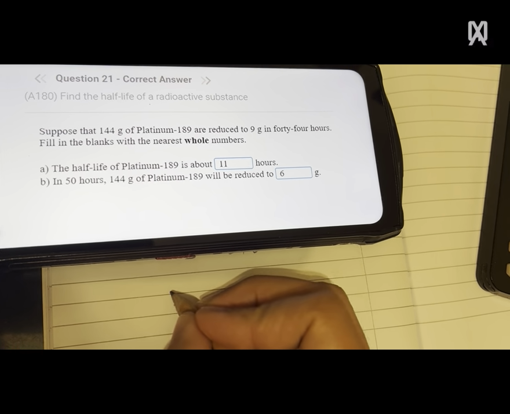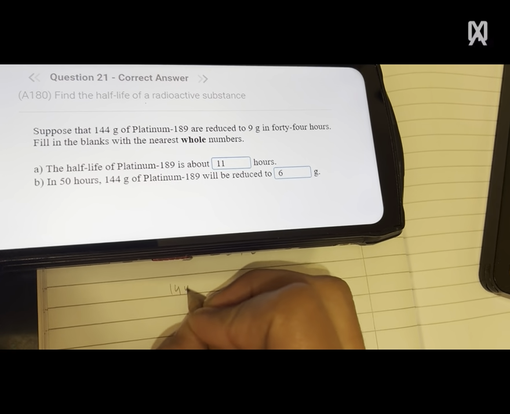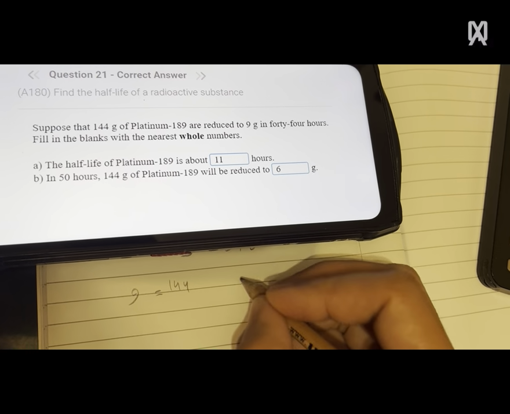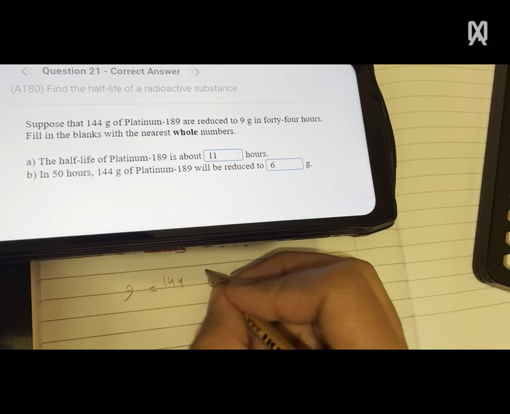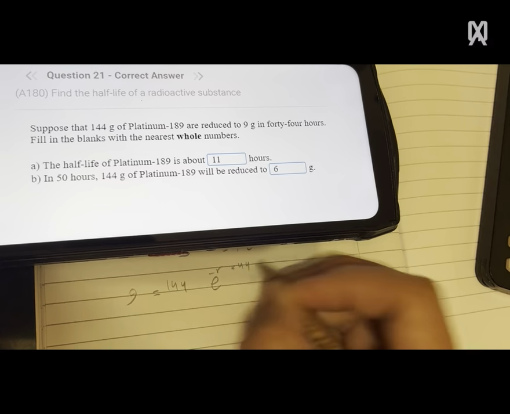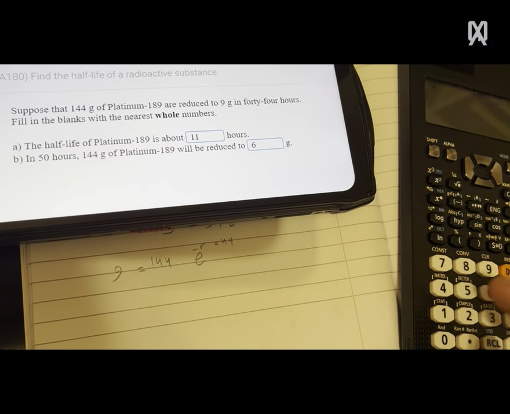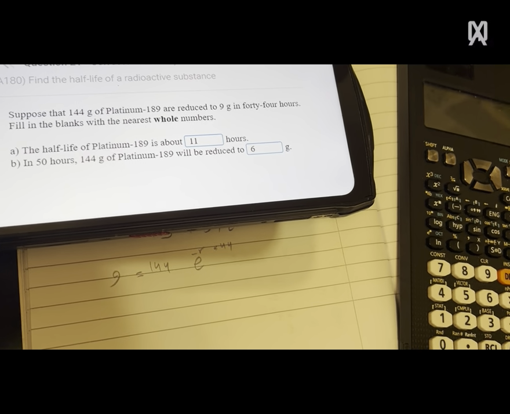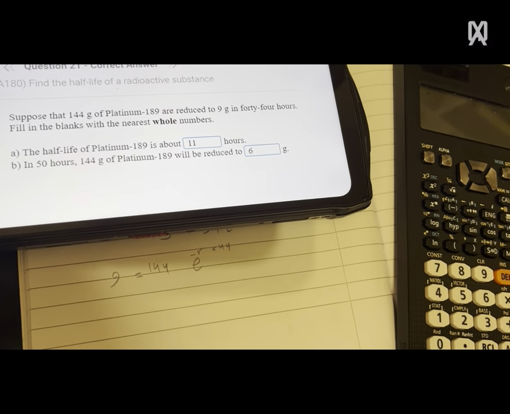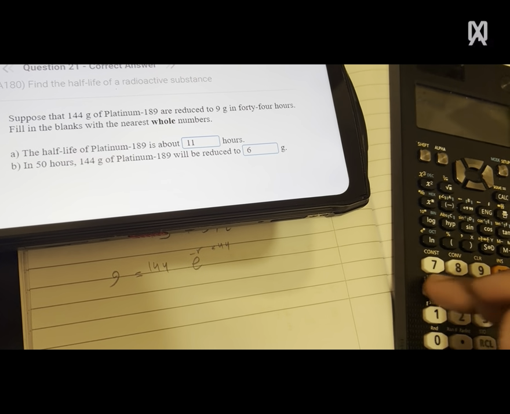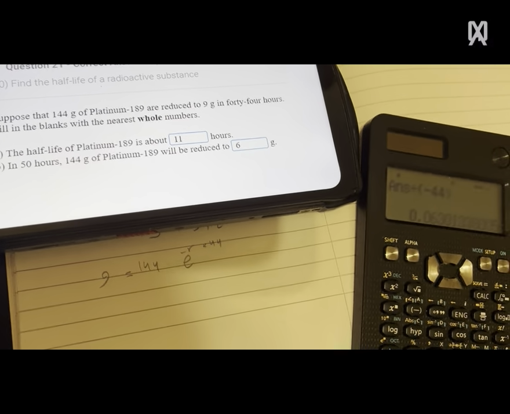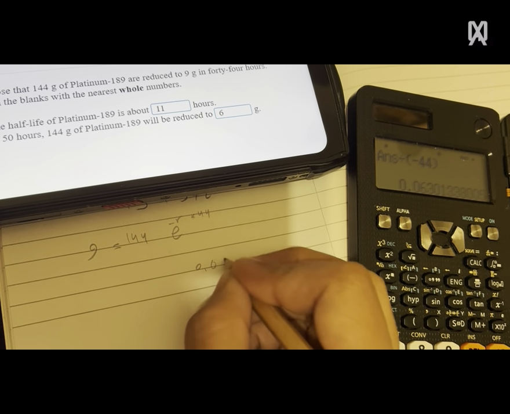So I have 144 grams, so Q initial is 144. It is reduced to 9 grams in 44 hours. So 9 equals 144 times e to the power of minus r times 44. First I have to get the decay rate. 9 over 144, ln of the answer divided by minus 44. So r is equal to 0.063.